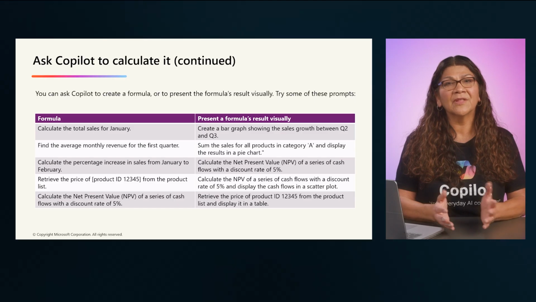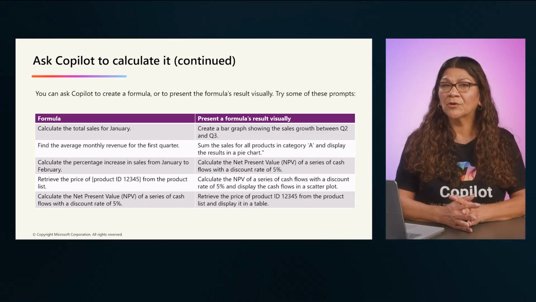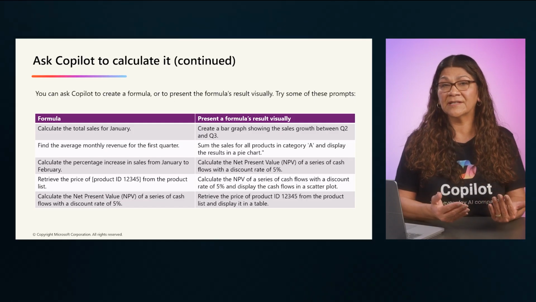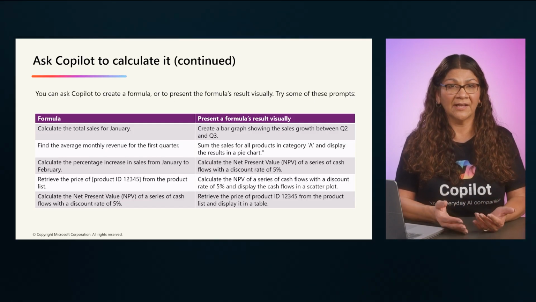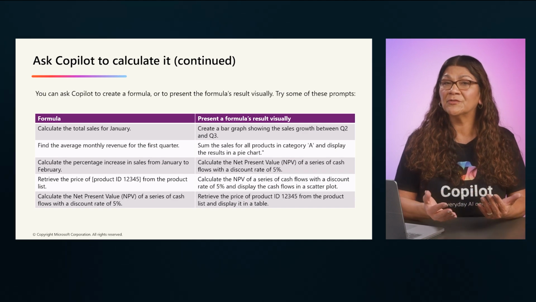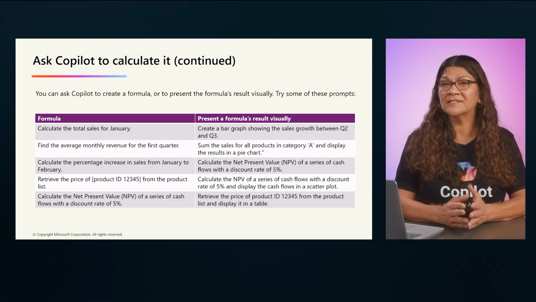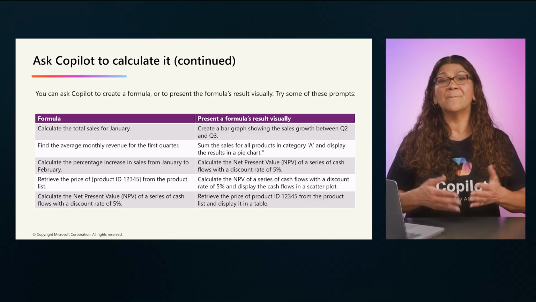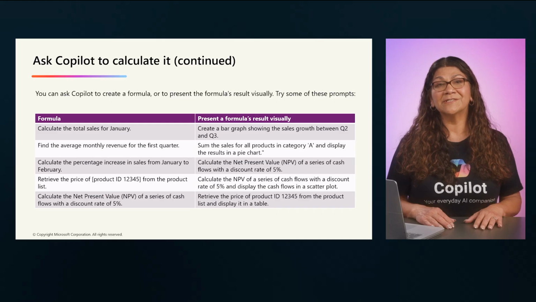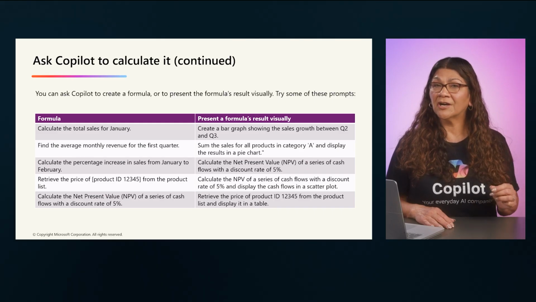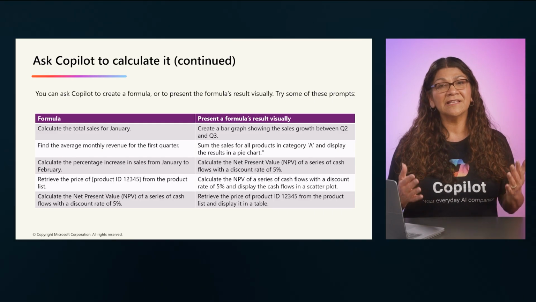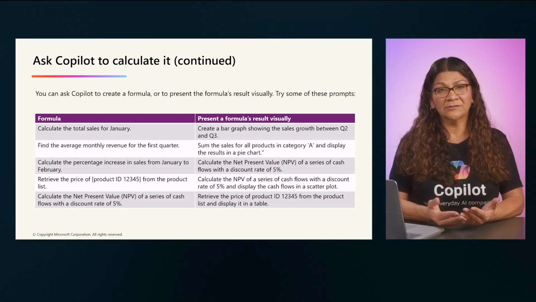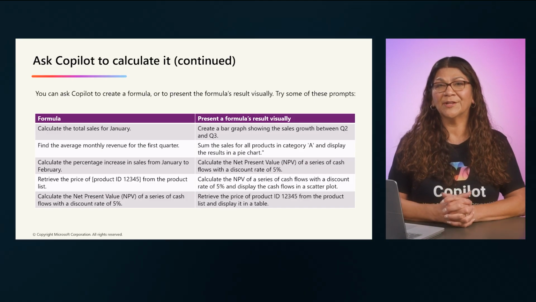A business analyst reviewing quarterly performance could, rather than manually calculating the percentage increase, averages, or net present value, ask Copilot to compute the numbers and instantly visualize sales growth between quarters. Copilot writes the formulas, manages the complexity, and presents the insights in charts or tables, allowing the analyst to focus on interpreting results and advising stakeholders, not wrestling with Excel formulas.